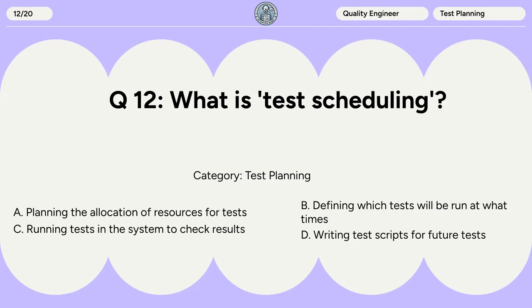Question 12. What is test scheduling? A. Planning the allocation of resources for tests. B. Defining which tests will be run at what times. C. Running tests in the system to check results. D. Writing test scripts for future tests.